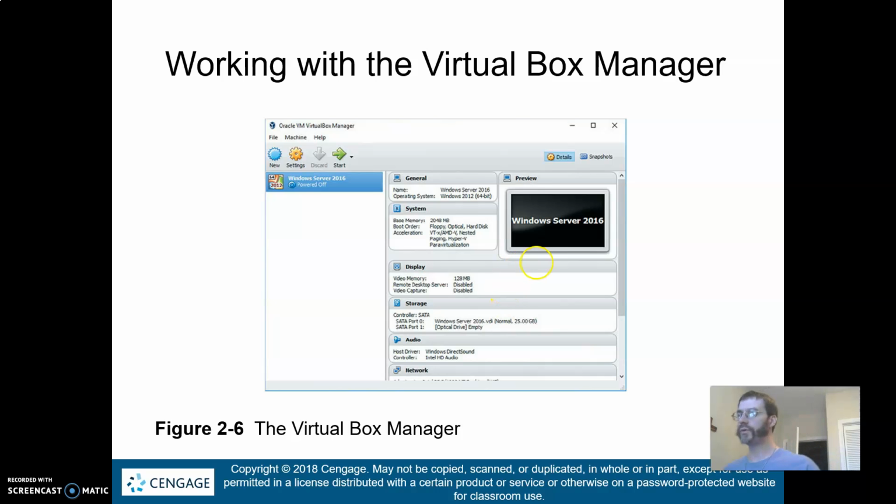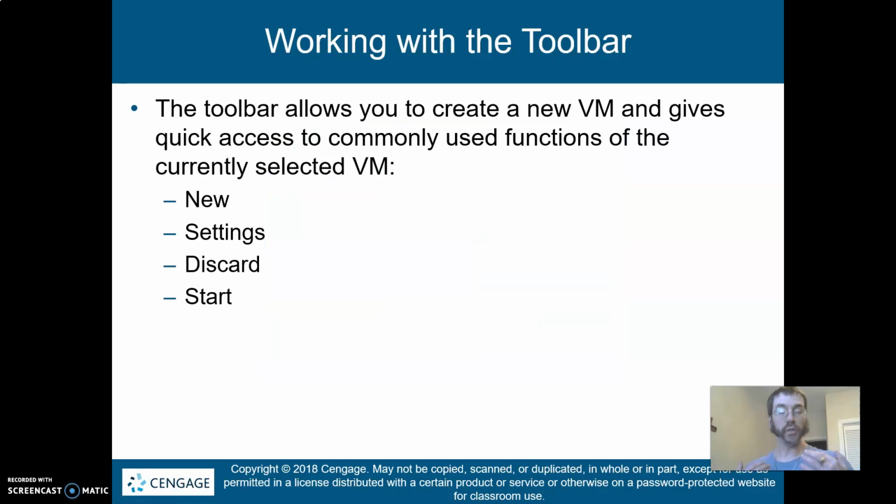Now, you do have a toolbar. The toolbar, of course, is this part right here, the icons. You've got both a menu bar and a toolbar. Let's talk about that now. So we see new, settings, discard, and start. These are the quick functions. Say, for example, if you want to spin up a VM, there are actually several different ways to do that. You can do it through the file menu, you can do it through the machine menu, or you can just click the new button and start the wizard.